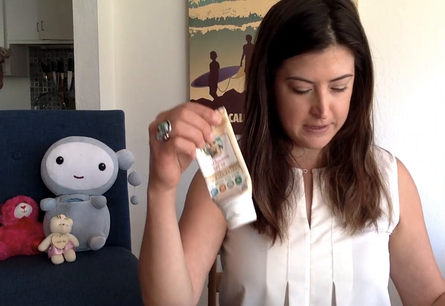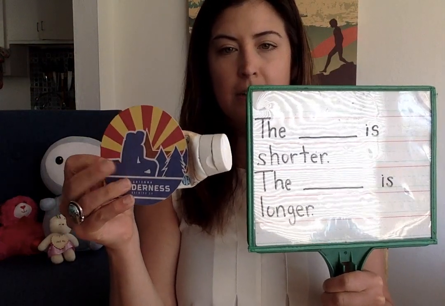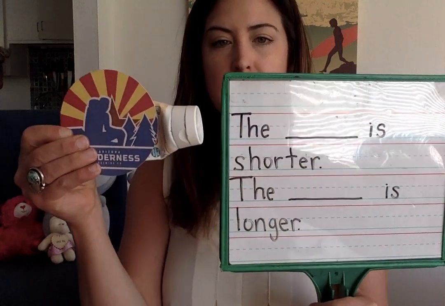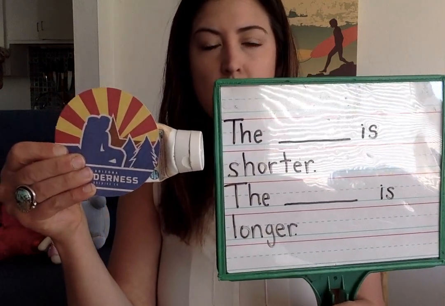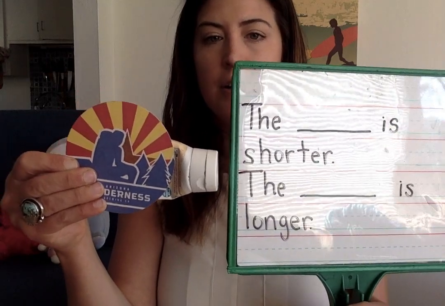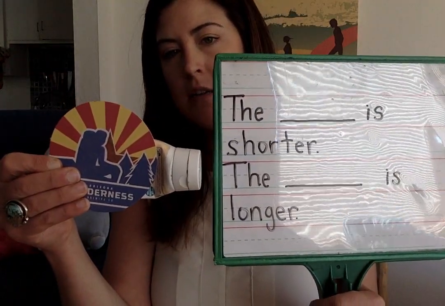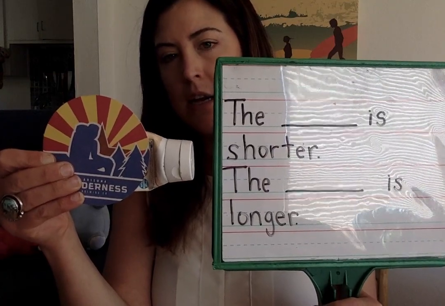All right, let's get 2 new ones. How about some sunscreen and a coaster? All right, so to line these up, I'm going to put them just like this. See how I have that lined up right there? Which is shorter? The coaster. Okay, let's read this sentence together. The coaster is shorter. And which is longer? Read the sentence. The sunscreen is longer.